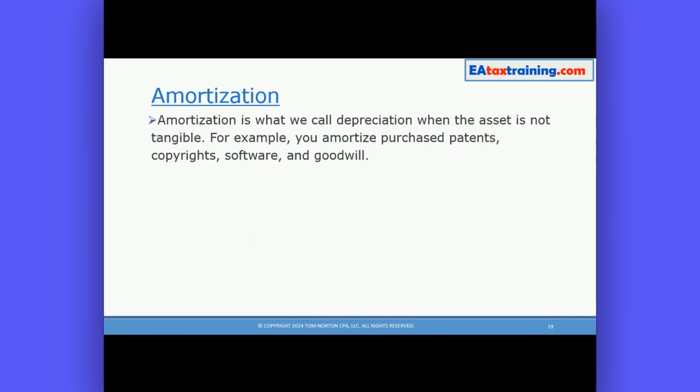Amortization is what we call depreciation when the asset is not tangible. So you have assets that are called intangible assets, such as patents that have been purchased, copyrights, software is an intangible asset, something called goodwill is an intangible asset, and there are others. But for those, we don't call it depreciation. We call it amortization, but it's the same idea. We don't deduct the cost of those all in the year that we pay for it. We spread that cost out over time, and we will get more into the specifics of that coming up.